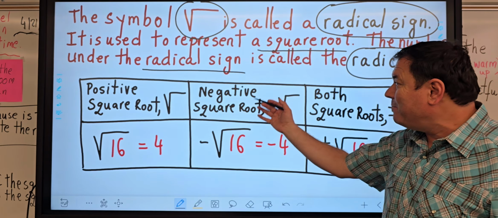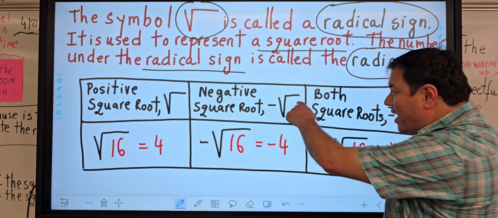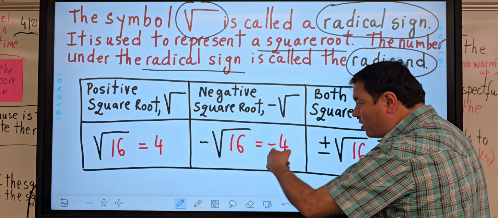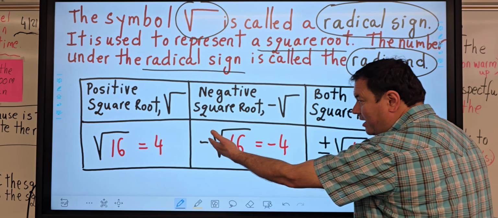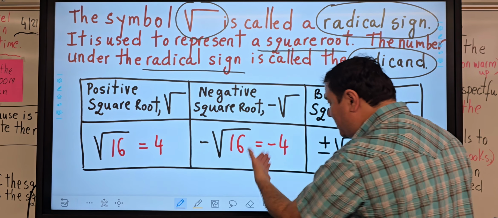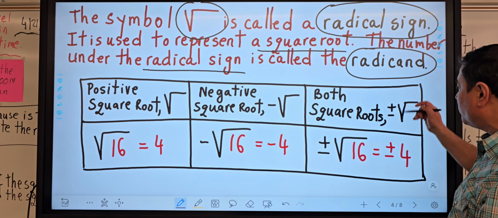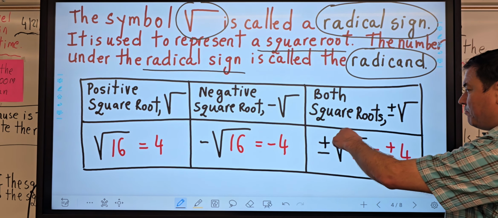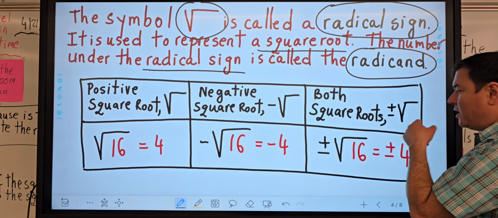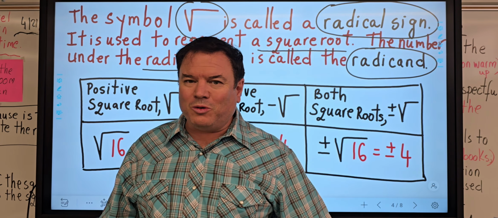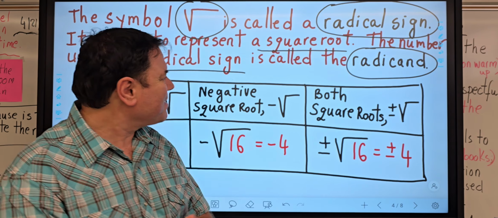Now we have a negative square root. The negative square root of 16 equals negative 4, because it's the negative square root of 16, which is negative 4. And finally, we have both square roots. We have positive and negative. The positive and negative square root of 16 equals positive 4 and negative 4, just like we proved before.